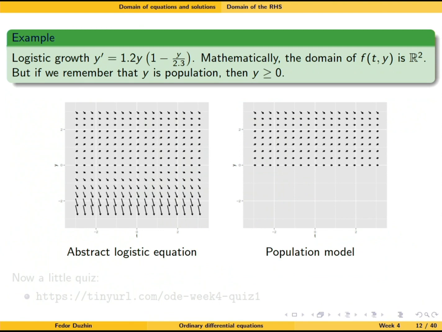Sometimes when we apply differential equations to model something in real life, it makes sense to restrict the domain of the differential equation artificially. For example, if you try to model a population, although mathematically, if you just write this differential equation, it is defined for all values of y, positive and negative, since population cannot be negative, it may make sense to artificially restrict the domain. In other words, when you introduce this differential equation, you just add the condition that y is bigger than or equal to 0.